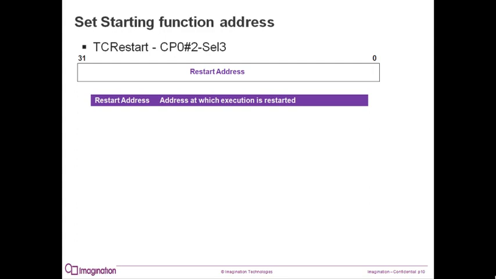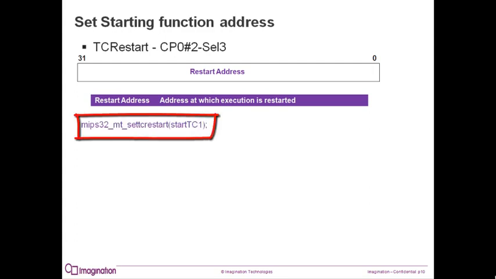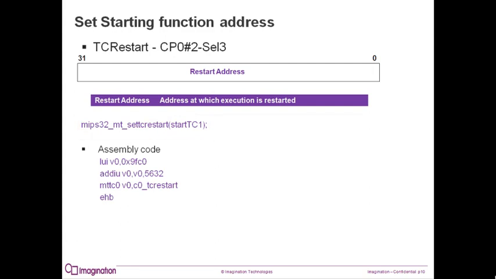I now need to tell the CPU where to start fetching instructions for this thread. I use the TC restart register to do this. The macro MIPS32 MT set restart sets the starting address using the start TC1 function pointer, which points to the starting function for the thread. Here is the assembly code.